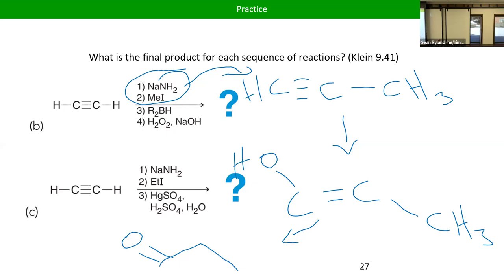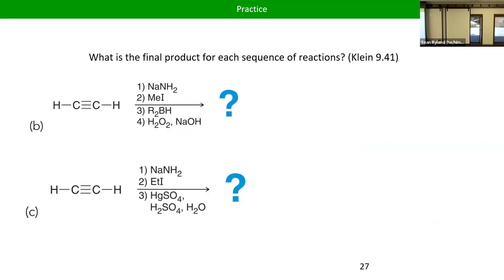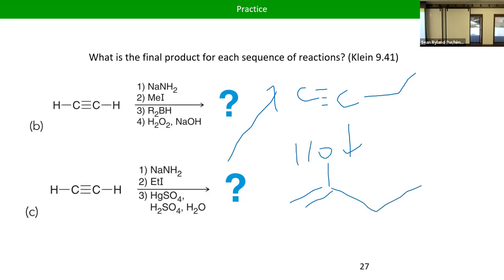So for the second one, we still start with two carbons. Now we're adding an ethyl instead of a methyl. So we get propyne. Which is going to, if we draw the enol intermediate, have the OH on the more substituted carbon, so that when it rearranges, instead of getting an aldehyde, we get a ketone.